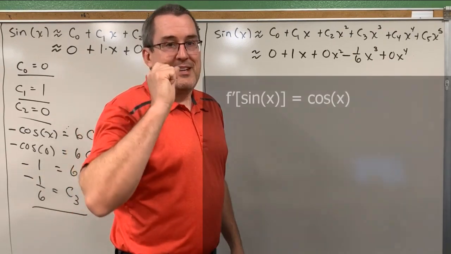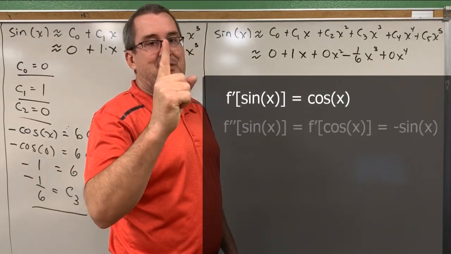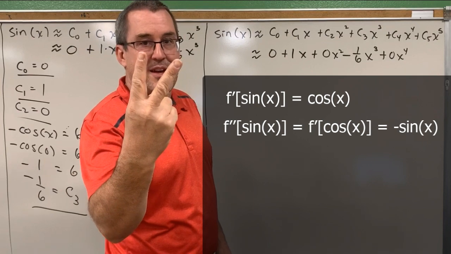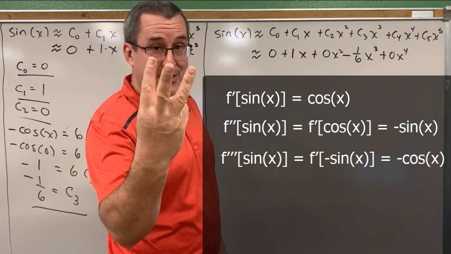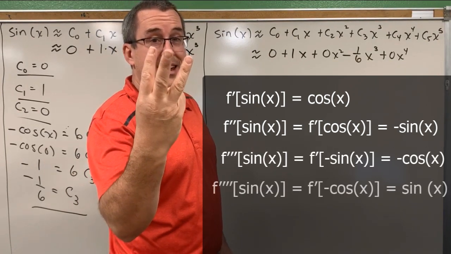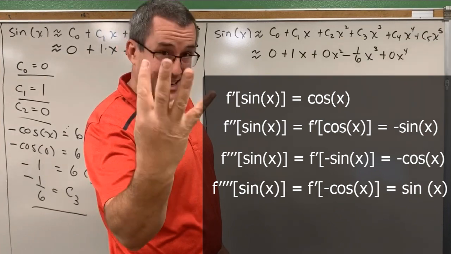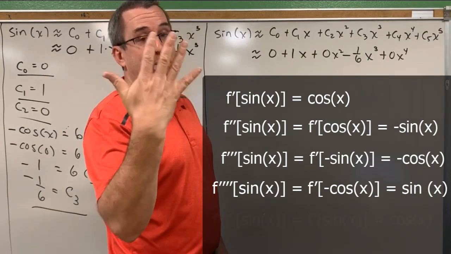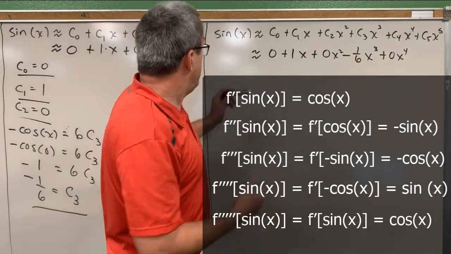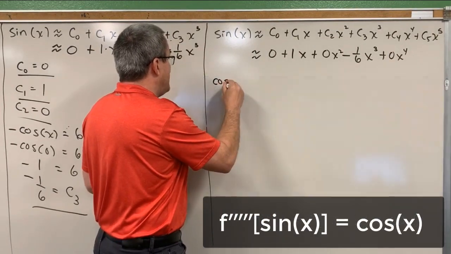The derivative of sine is cosine. The derivative of cosine is negative sine. The derivative of negative sine, negative cosine. The derivative of negative cosine will take us back to sine, and then the derivative of sine will take us back to cosine. So the 5th derivative will take us back to cosine.